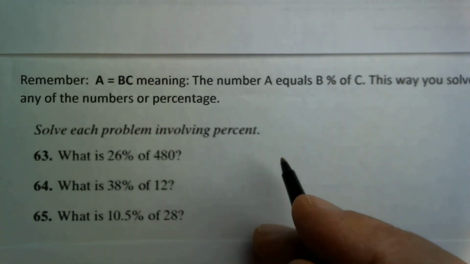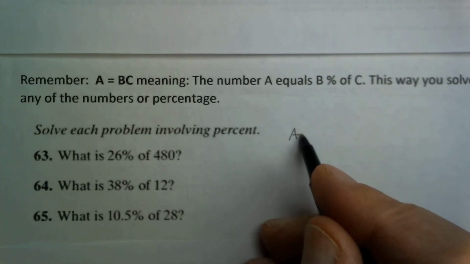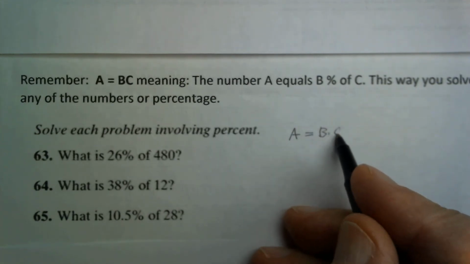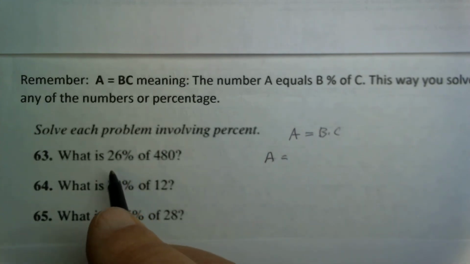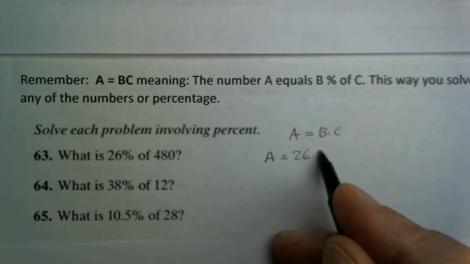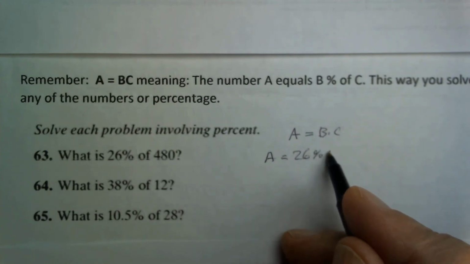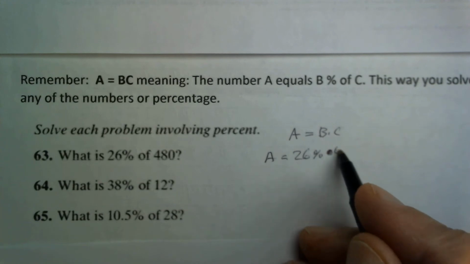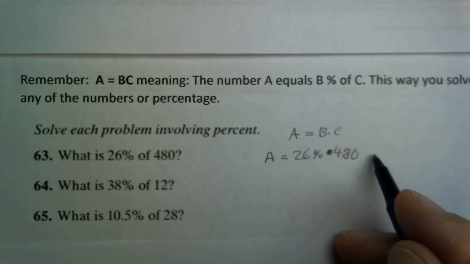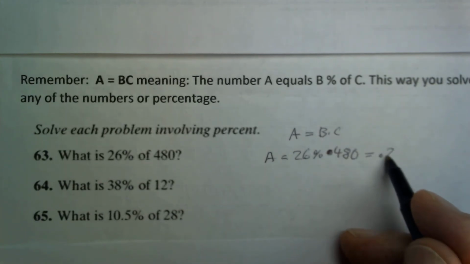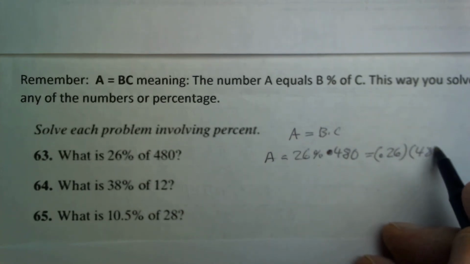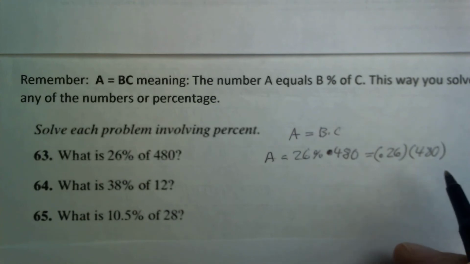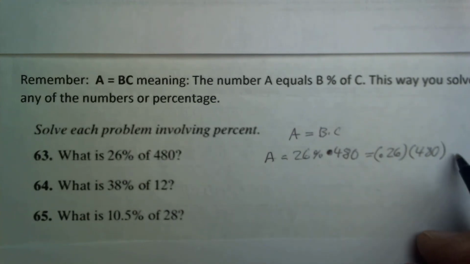Following the suggestion A equals B times C, where B is the percentage, then that means A equals, the percentage is 26%, and of means multiplication, 480. So then in decimal form, it is 0.26 times 480, which is 124.8.